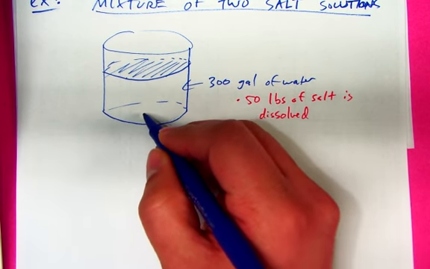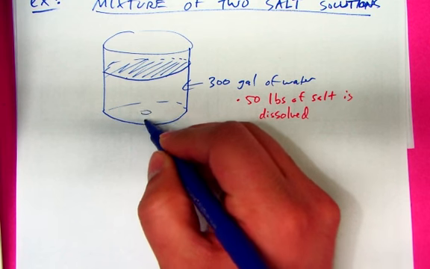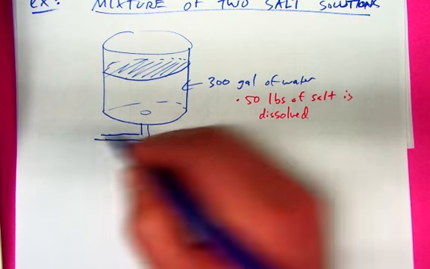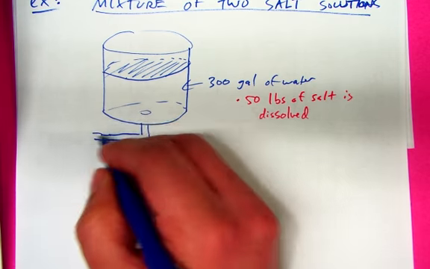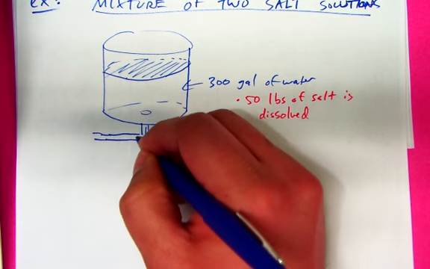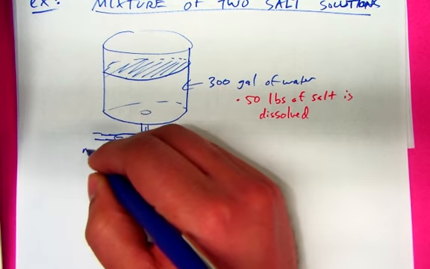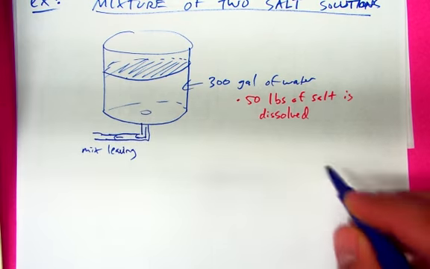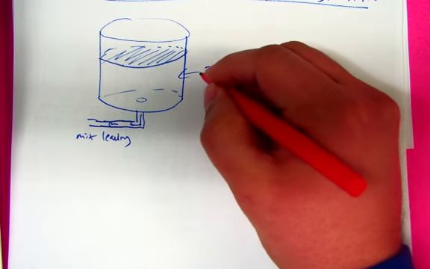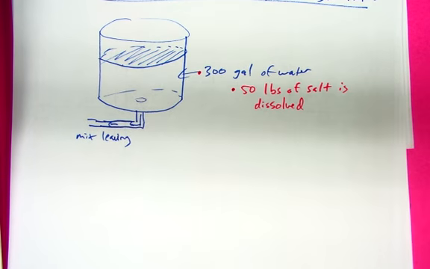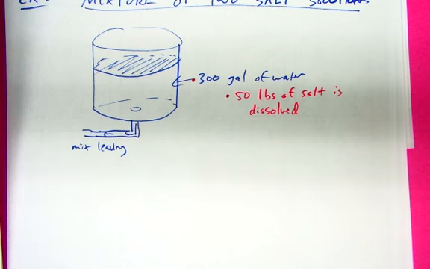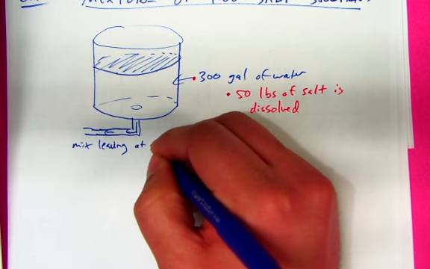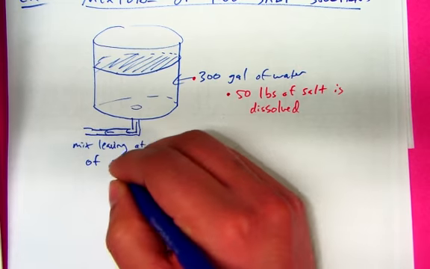From the tank, we have water, or a mix now, leaving. Is it 50 or 0.5? 50. Okay. Sorry, 300 gallons of water, 50 pounds of salt. The mix leaving is at a rate of 2 gallons a minute.